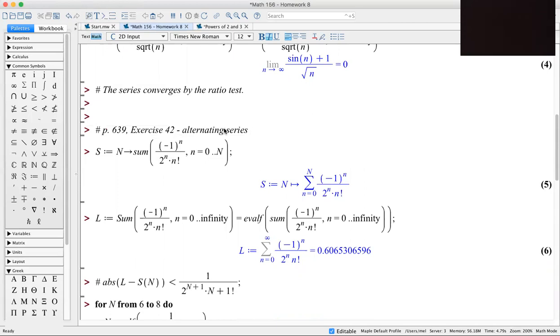So what we know about alternating series, this is a series of terms which in absolute value are positive, but they alternate plus, minus, and they are decreasing in absolute value. This is an alternating series, minus 1 to the n over something. So when n is 0, you get 1 over 2. When n is 1, you get minus 1 over 4. When n is 3, you get minus 1 over 8 times 6, and so on.